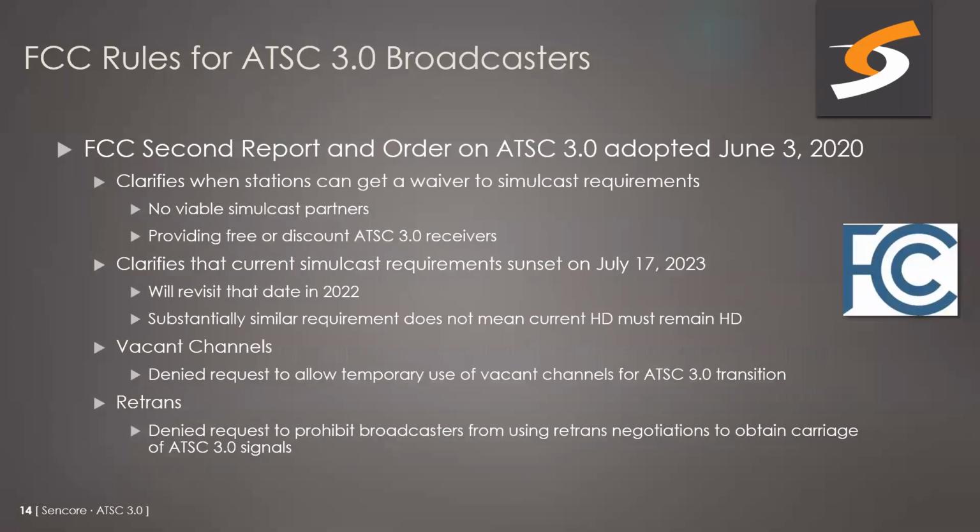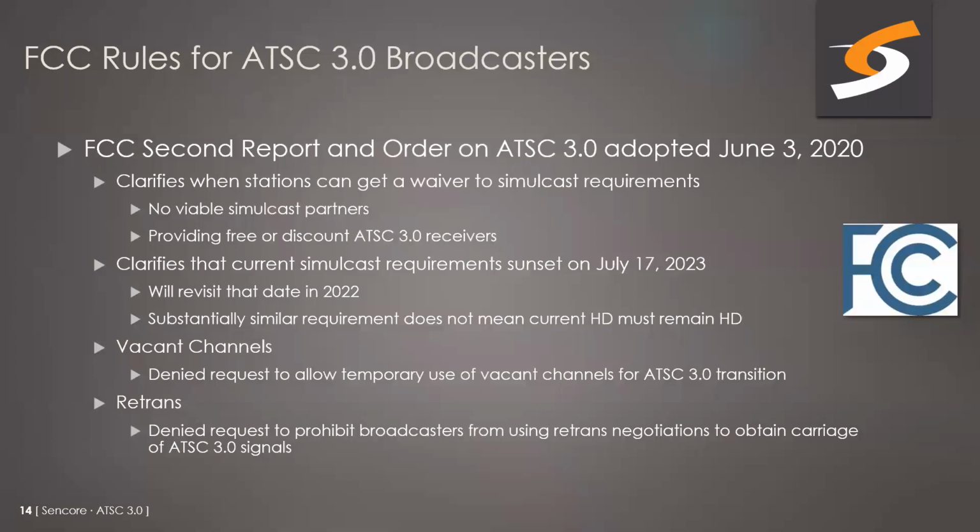So the new slide that really reflects changes since my last presentation involves the FCC's second report and order on ATSC 3.0 that was released this summer. Basically, it does a bunch of clarification on the rollout and the standards. First of all, clarifies when stations can get a waiver to simulcast requirements.